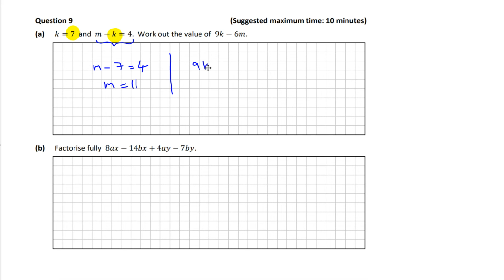So to find 9k minus 6m, that will be equal to 9 times the value of k, which is 7, minus 6 times the value of m, which is 11. And that is equal to 63 minus 66, which is equal to minus 3.